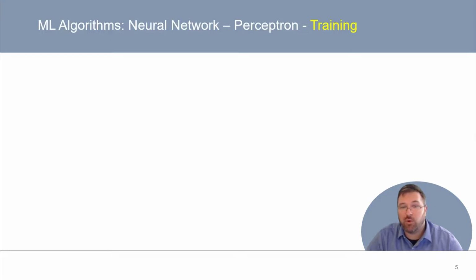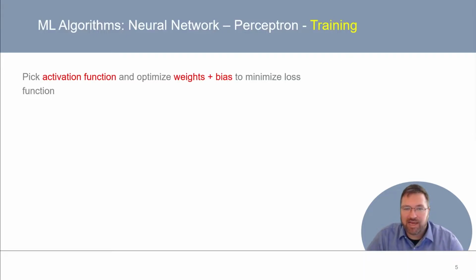Now that we have the parts of a perceptron and have an understanding of how input feature values ultimately get transformed into an output prediction, let's consider how to train a perceptron from data. First, we want to pick an activation function to use. The activation function is a key neural network hyperparameter. Then we want to optimize the weights and bias in our perceptron with the goal of minimizing our loss function. As with gradient boosting, we can optimize these perceptron parameters using some form of gradient descent.